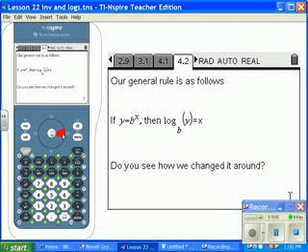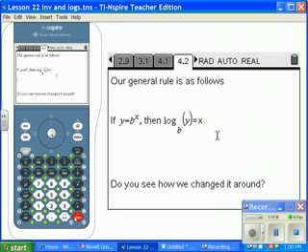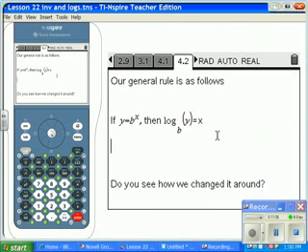All right, our general rule is as follows. If I have y equals b raised to the x, then the way we change this, it becomes log base b of y equals x. Okay, y equals b to the x, log base b of y equals x.